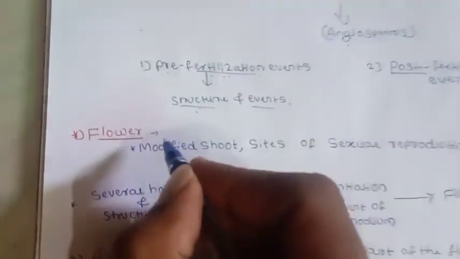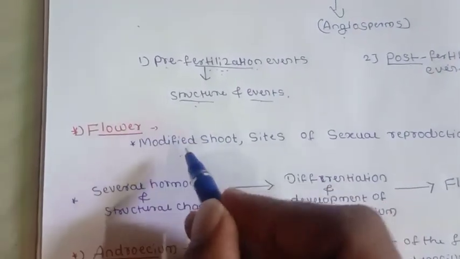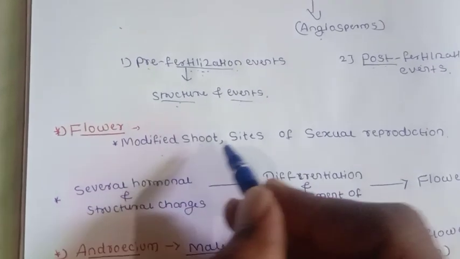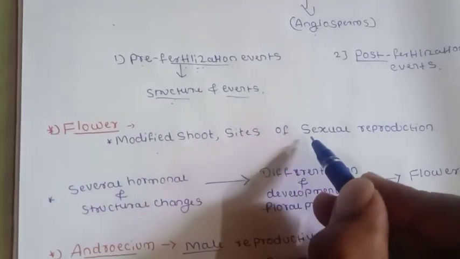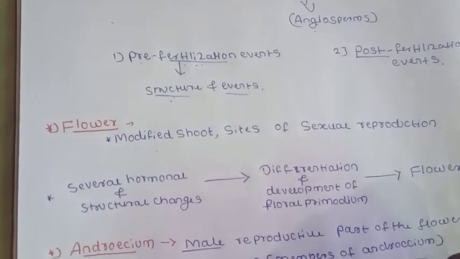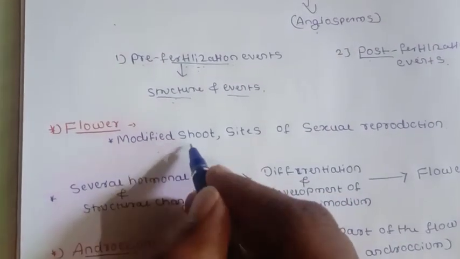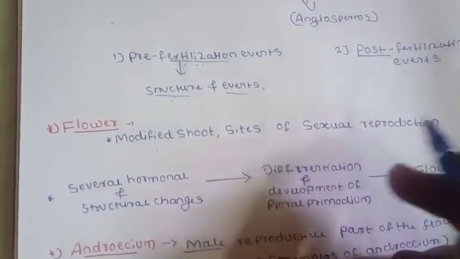Now come to the flower. What is a flower actually? A flower is a modified shoot and it is a site for sexual reproduction. Okay, remember this, it is a modified shoot and it is a site for sexual reproduction.